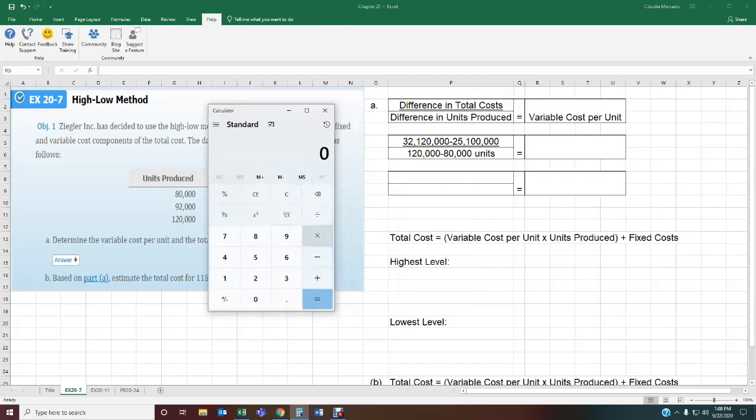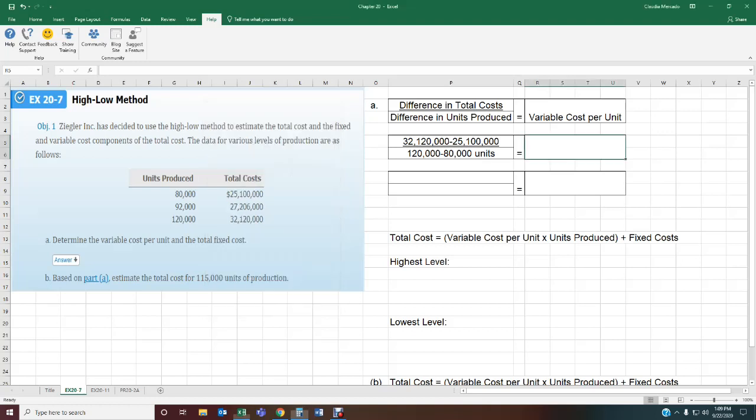I'm not even going to simplify. First, I'm going to do the top and then the bottom. That way we don't get confused. So it's 32,120,000 minus 25,100,000. That gives me 7,020,000. Okay, that's my difference in total cost between my high and my low.